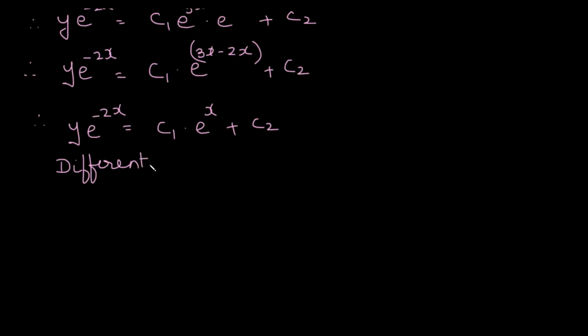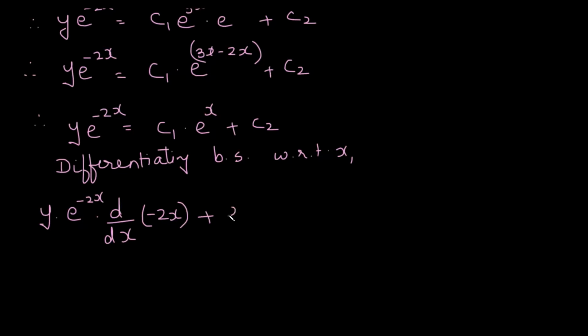So differentiating both the sides with respect to x. We get over here. Now, obviously on the LHS, we have to use u into v formula. So we get y into e raised to minus 2x. The differentiation is the same thing. Also by chain rule, ddx of minus 2x plus e raised to minus 2x, and the differentiation of y becomes dy by dx is equal to RHS c1 into e raised to x is the differentiation of c1 into e raised to x, and c2 becomes 0. So one constant is gone.